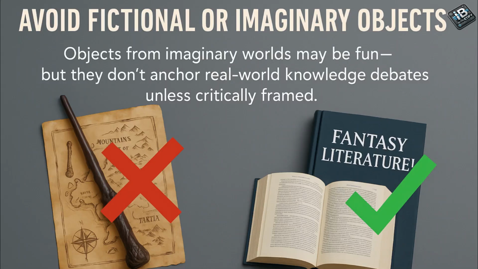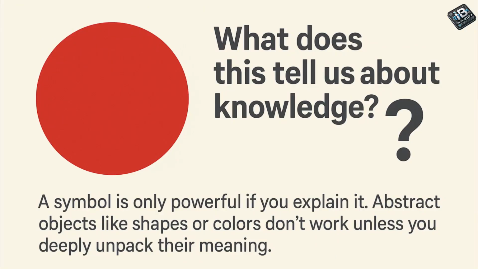Another trap: fictional or unverifiable items. You must use real objects. Referencing an item from a fantasy world, unless it's being used as a source for how knowledge is created in literature, doesn't meet the criteria. Some students choose objects that are too abstract or symbolic, like a red circle to represent truth. These kinds of items are vague, and without a narrative or context, they fall short of TOK standards.